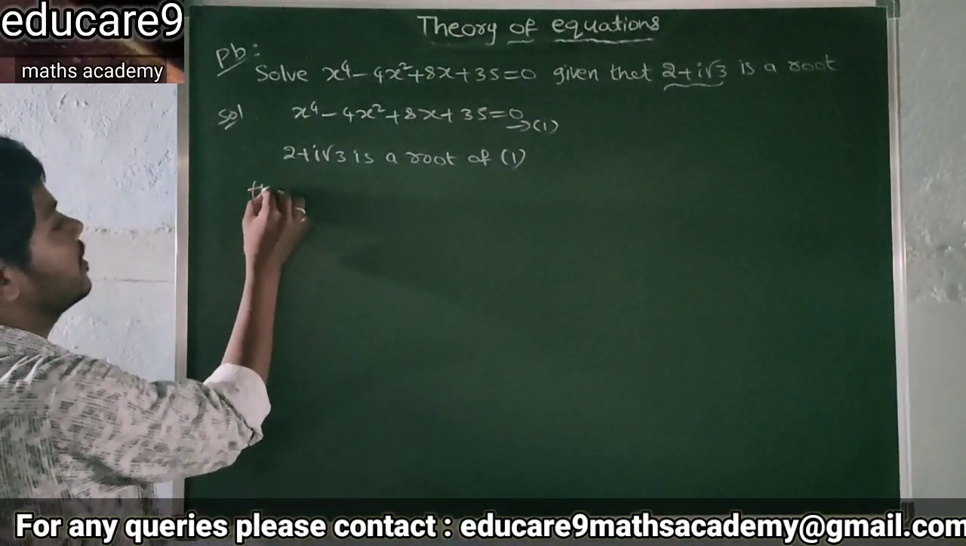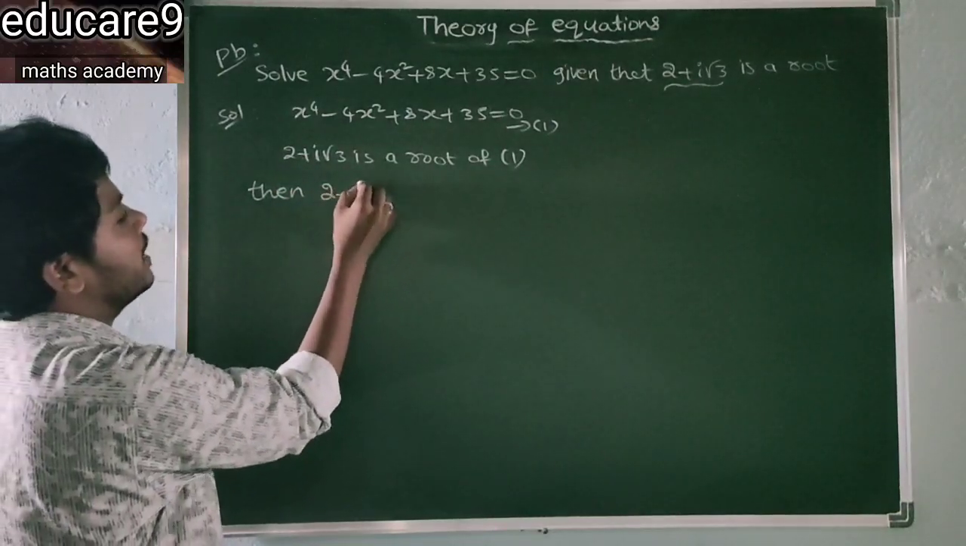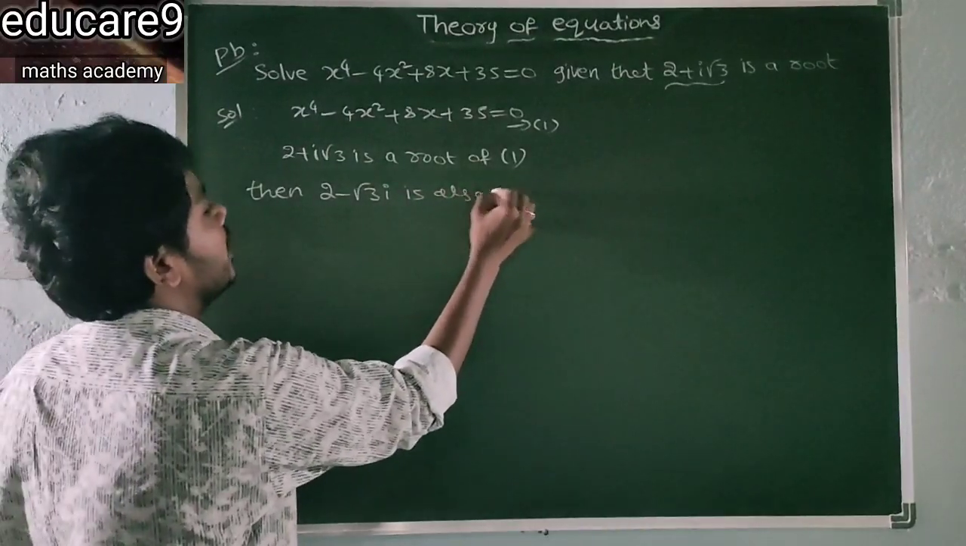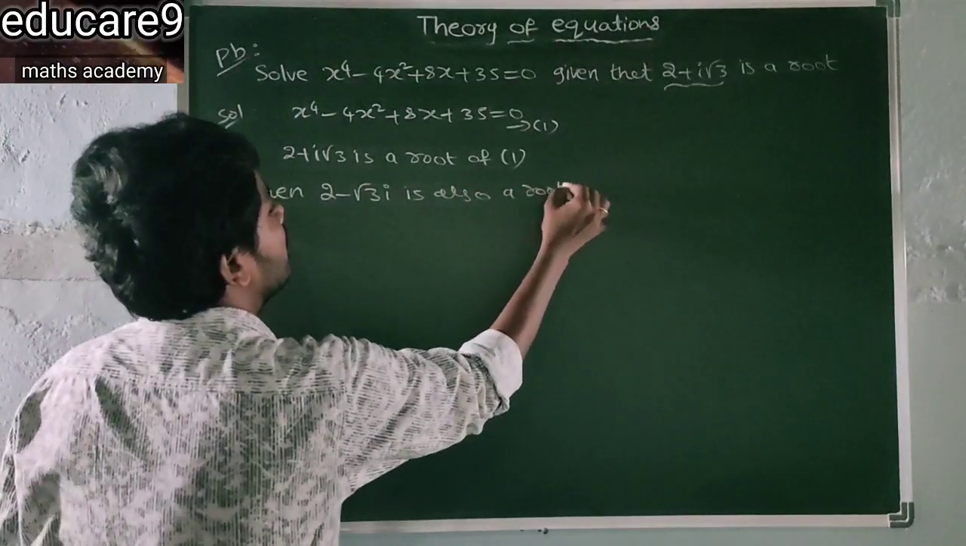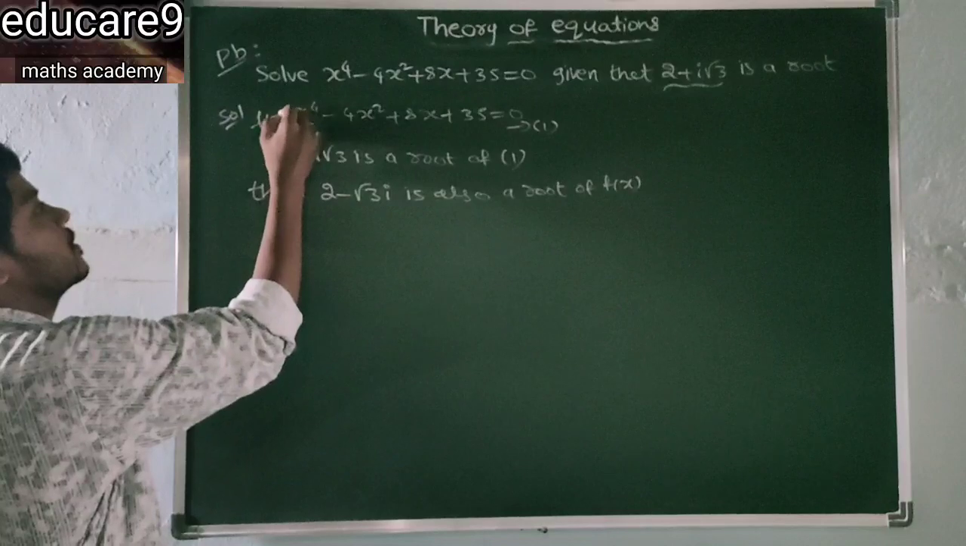2 plus i root 3 is a root of f(x), and the conjugate of this, that is 2 minus root 3i, is also a root of f(x). So this is f(x). Okay.